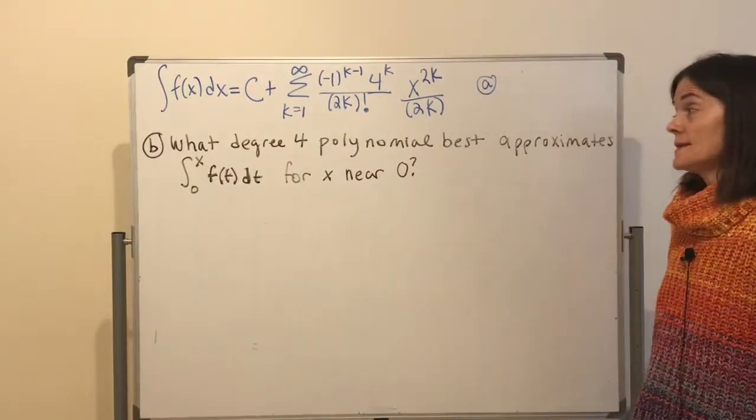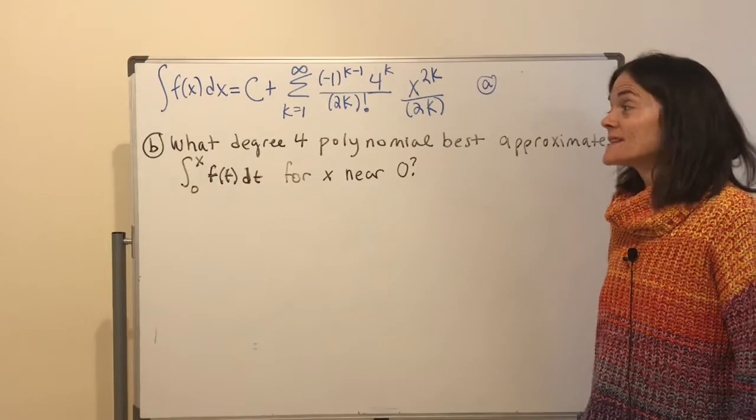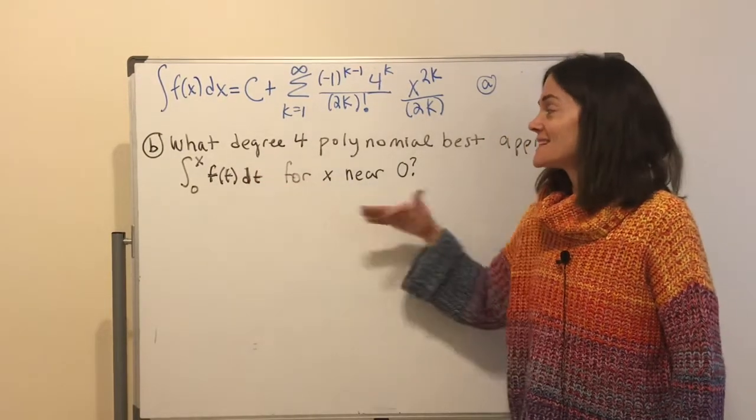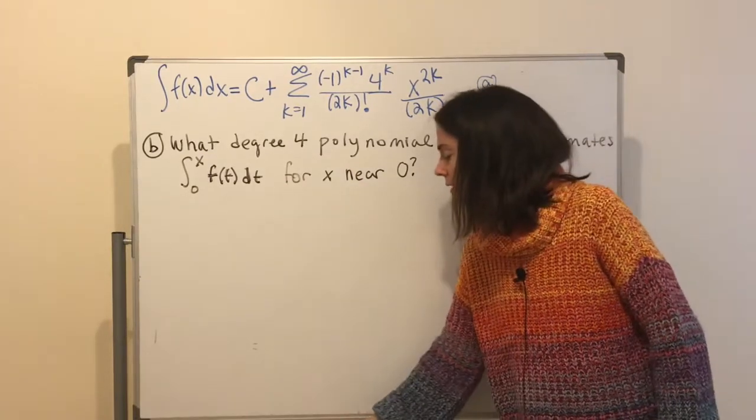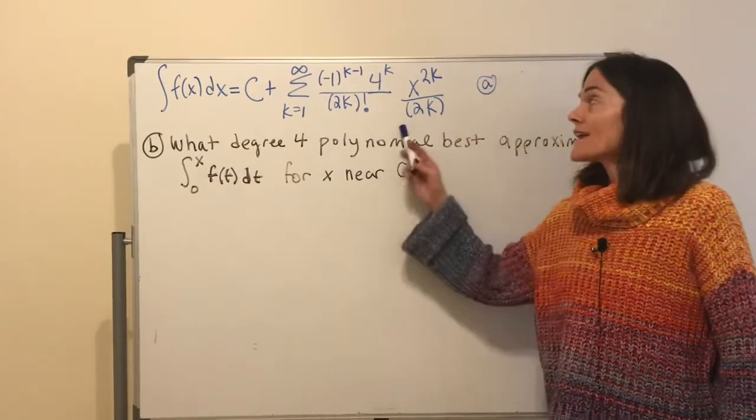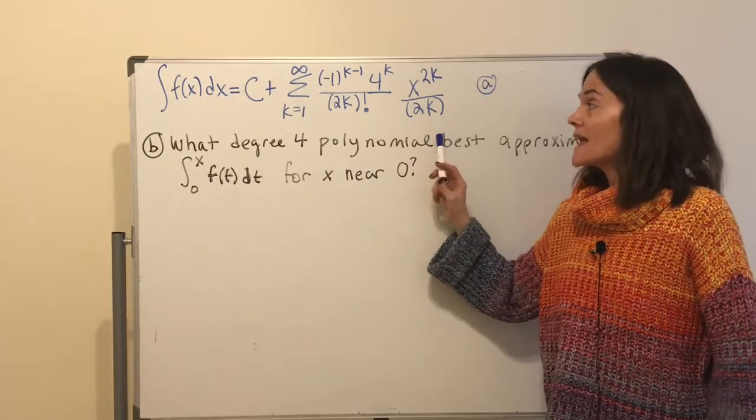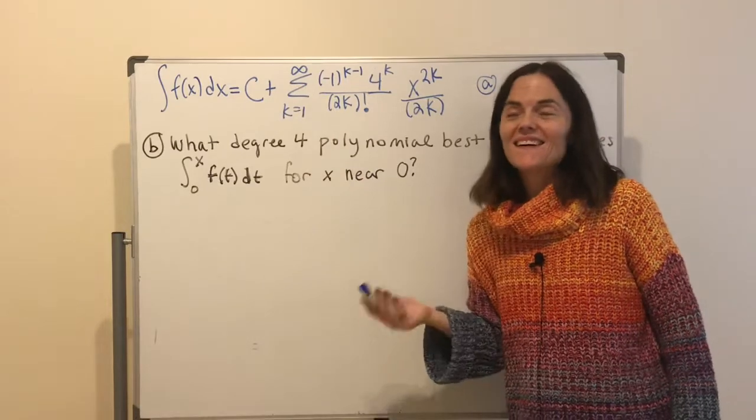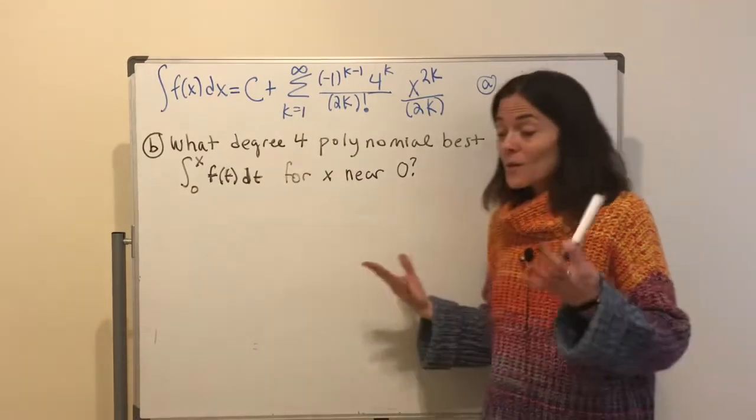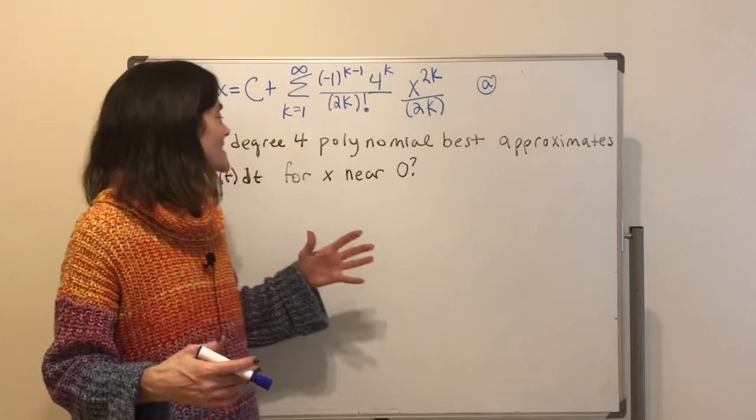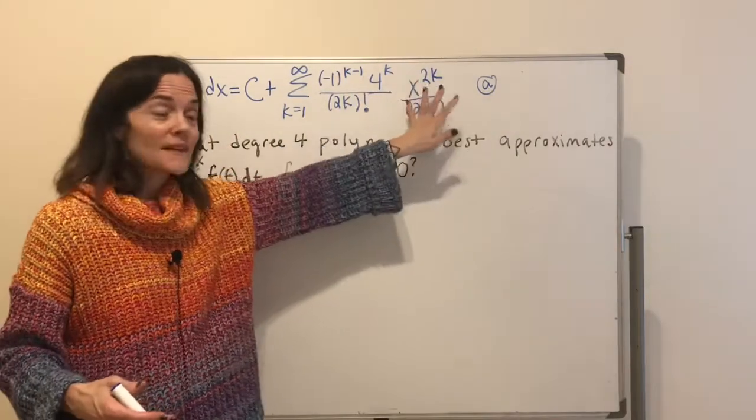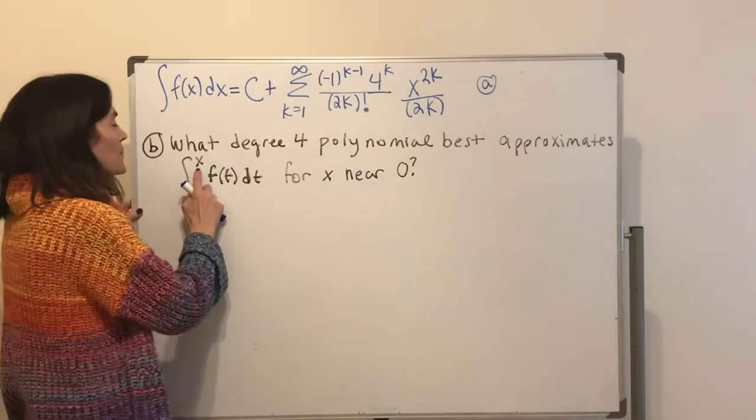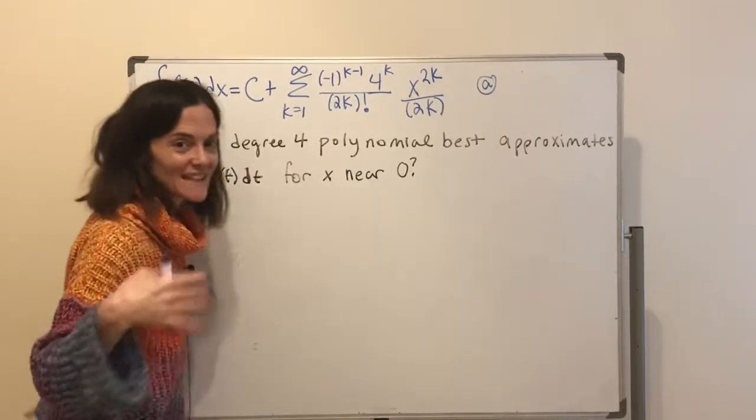Now part B, it says, what degree 4 polynomial best approximates this, the integral from 0 to x of f of t dt for x near 0? Well, you see we already have an antiderivative here. We have this capital F plus c, if you think fundamental theorem of calculus. So what would we do to answer this question? Well, if you have a capital F, you don't need the plus c. You would just evaluate at the upper limit, evaluate at the lower limit, take the difference.